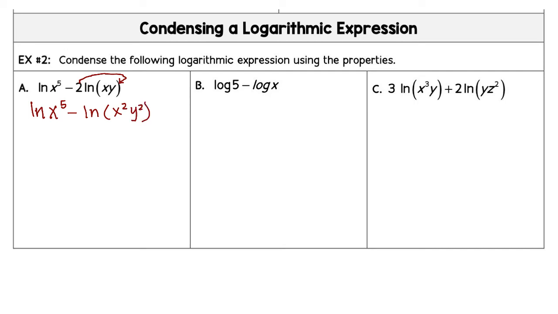If we move that 2 up to the top and then distribute it, and then we're subtracting, that tells me that we need our quotient. So that's going to be natural log. This term is positive, so our x to the 5th goes on top. This term is negative, so x squared and y squared needs to go to the denominator. And then we can do some simplifying here, because x to the 5th will cancel with x squared, leaving an x cubed on top. So we have natural log of x cubed over y squared.